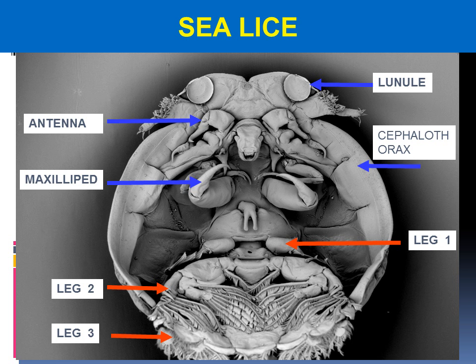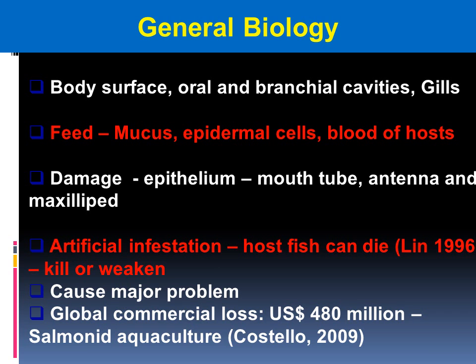You can see here the general structure of the cephalothorax of sea lice. This is Caligus because it has the lunule. The antenna and maxilliped are both very important for feeding purposes. This is the oral tube. And the sternal furca, leg 1, leg 2, leg 3 are all comprised within the cephalothorax.